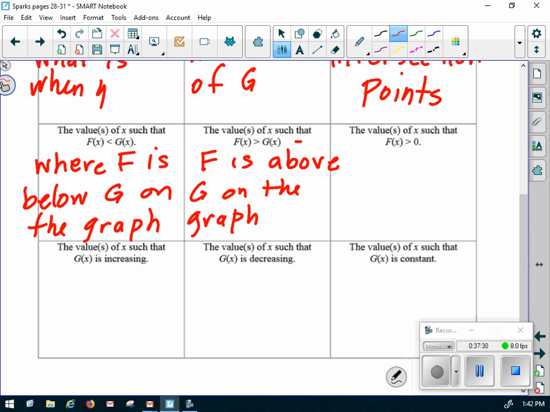What's this one mean? The values of x such that f of x is positive. What does that mean? Where f is above the x-axis. Good. Here's what I'm going to say to you. You knew all this, you had just never had to put it into words before. You're not supposed to have words in math. Okay.